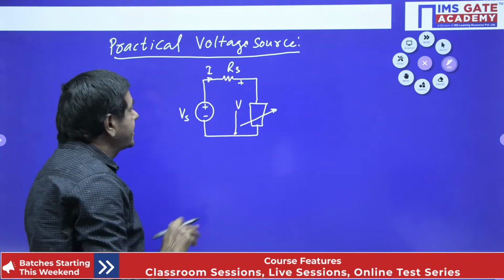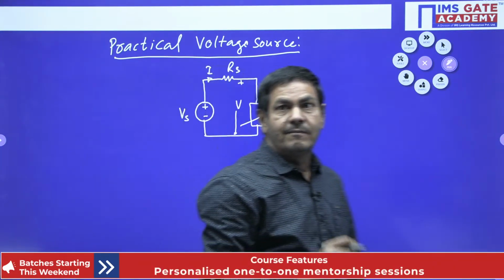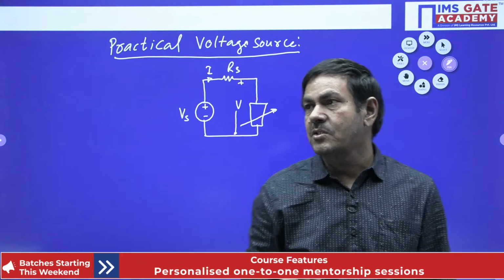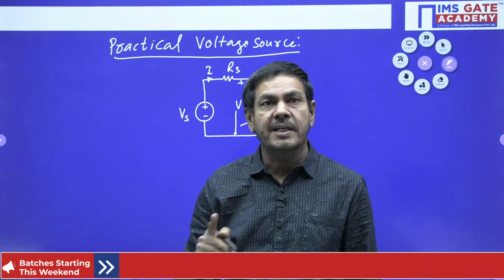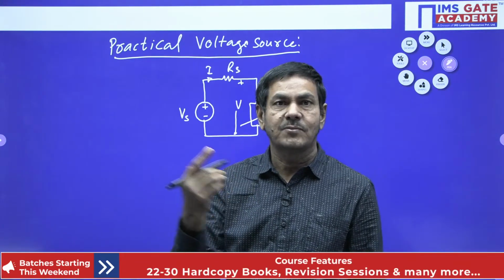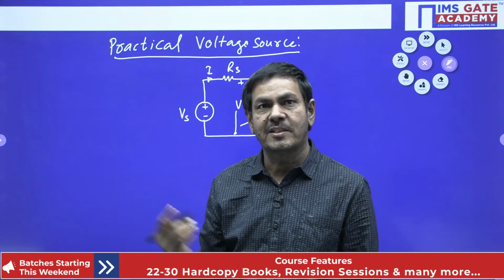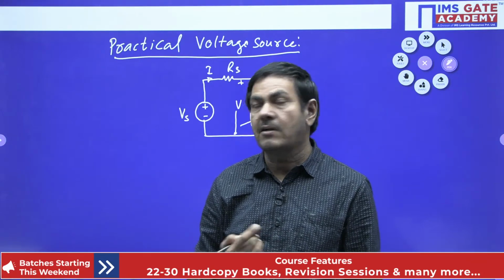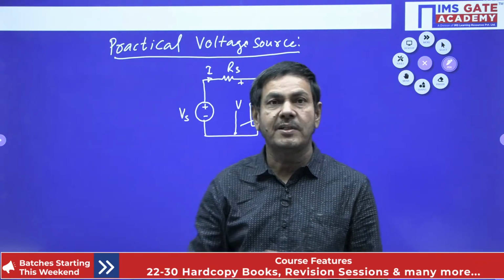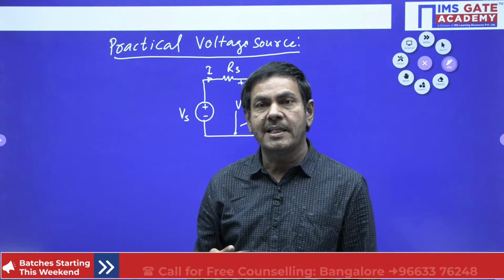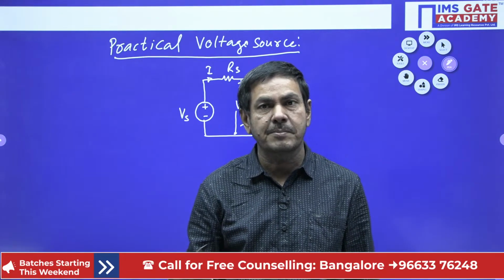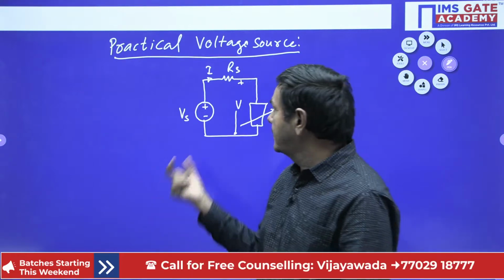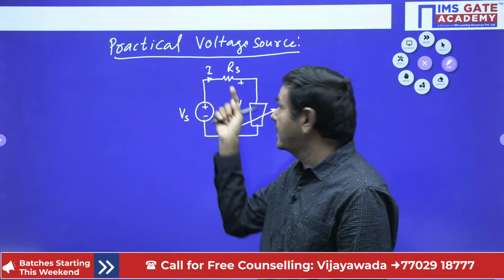So what you could understand from this diagram: whenever the practical voltage source is considered, the internal resistance of the source is to be connected in series to the source only. If the load voltage is always less than Vs, then one resistance is a must. That resistance must be the one which is existing in the source only. That is to be taken as Rs only.